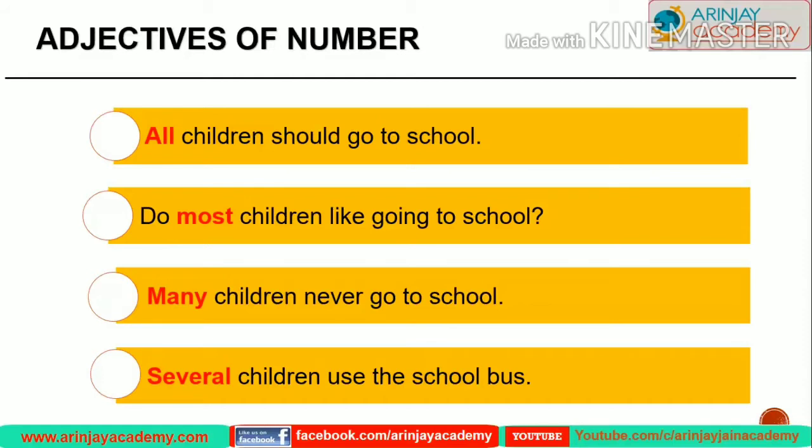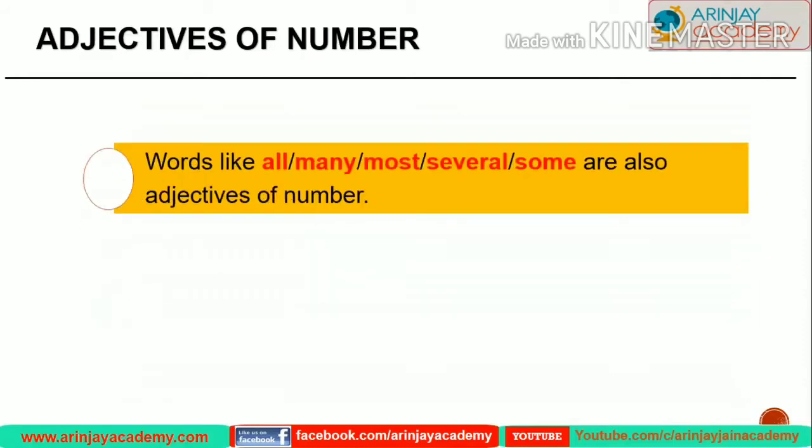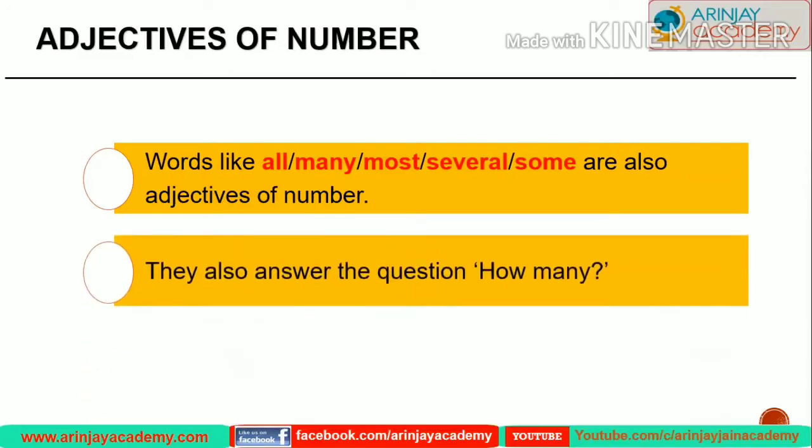We do not get an exact number, like we do not say 25 children use the school bus. But the word several also answers the question how many, so it is an adjective of number too. Words like all, many, most, several, some are also adjectives of number. They also answer the question how many.